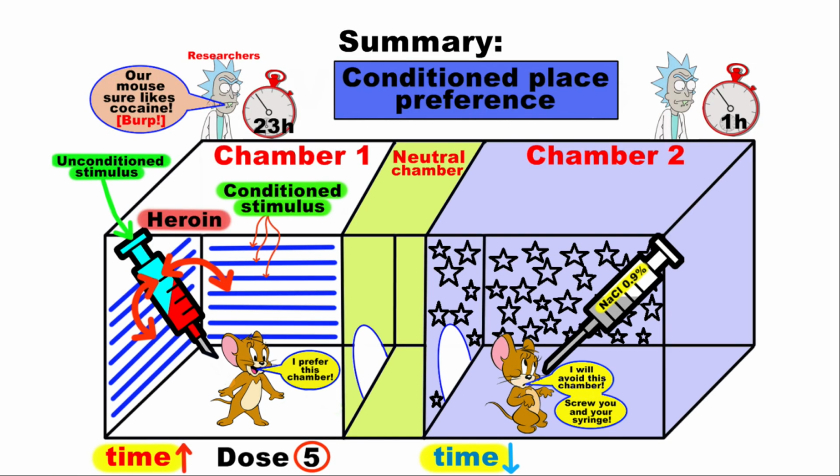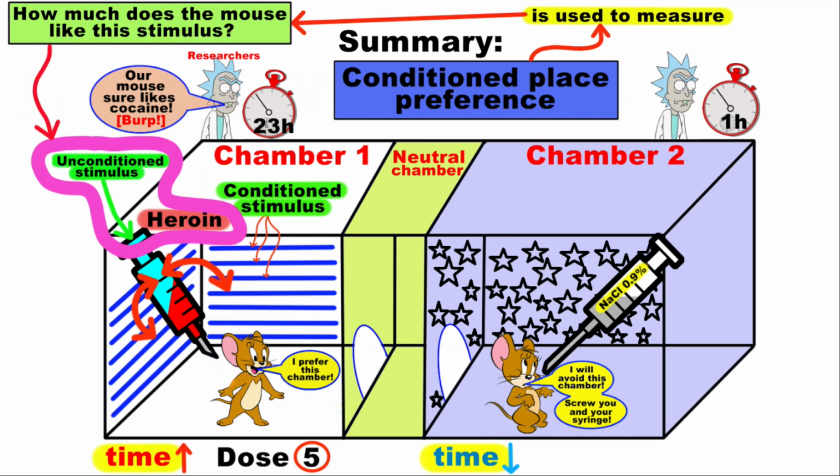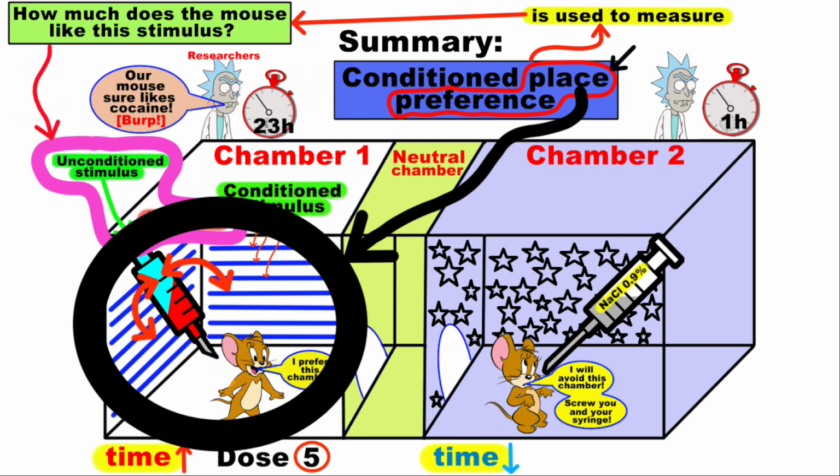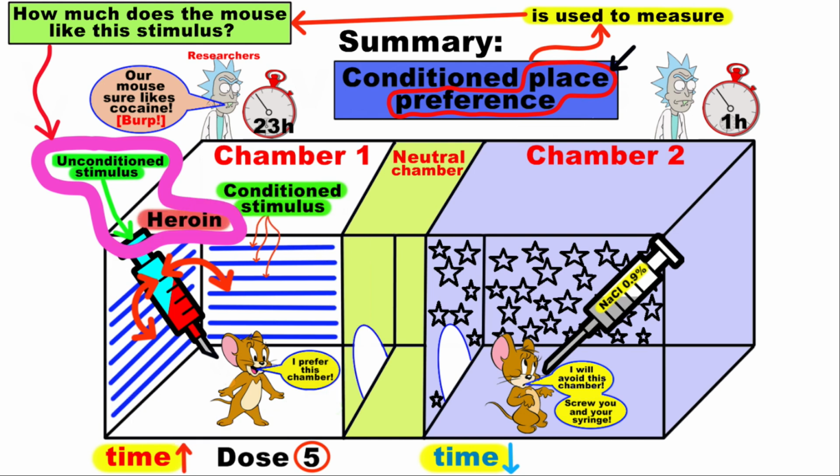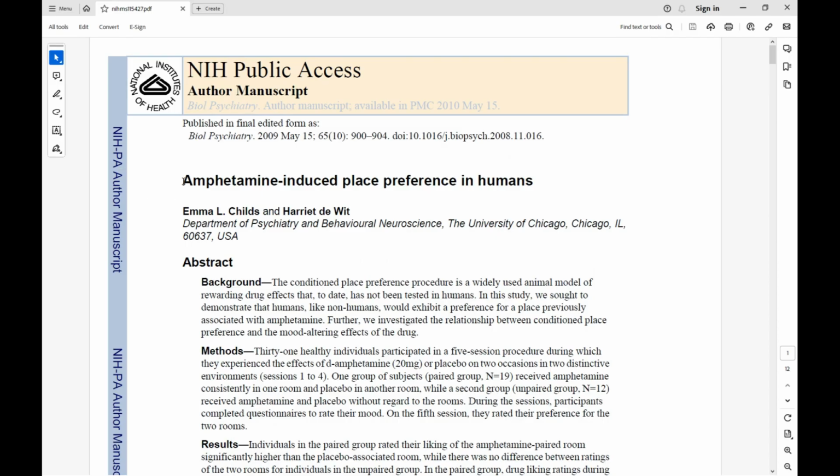So, to summarize, conditioned place preference is used to measure how much an animal likes a particular stimulus, which is usually a drug. This method is about a place preference, meaning which place does the animal prefer. It's important to understand and remember the term conditioned place preference because it's often mentioned in studies. As an example, let's take a look at this study about amphetamine-induced place preference in humans.